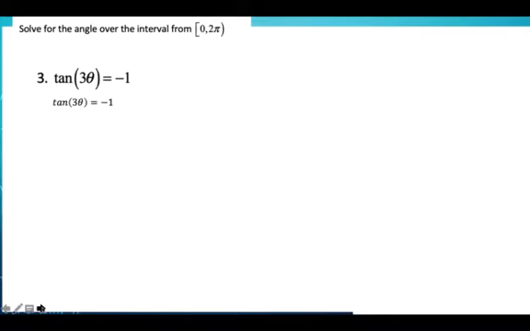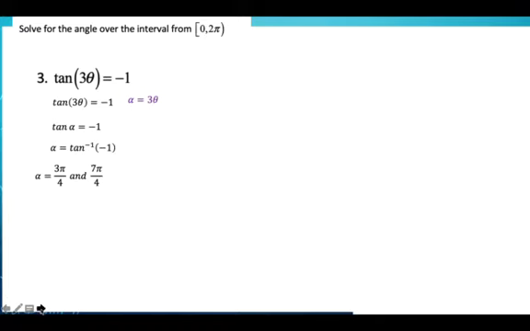So I'm going to replace my 3 theta with alpha, and I'm going to solve. So tangent alpha is equal to -1. The inverse of tangent of -1 should be 3 pi over 4 and 7 pi over 4. So this is my quadrant 2 angle, and that's my quadrant 4 angle.